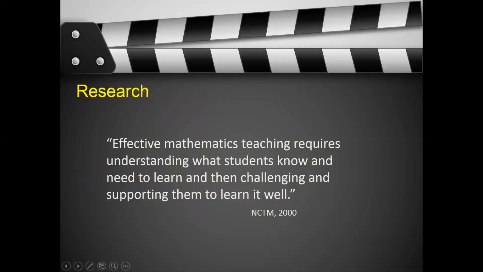We always want to make sure that we have a little bit of research in our training, so that you realize that we're not just making this stuff up. This is all backed by research, and this research is really about the why. Why do we have this? Yes, that research is quite old. This is from NCTM 2000, and we're in 2016. But I think it speaks well of what our purpose is in the math classroom. So I want you to take a moment and read and reflect on that.